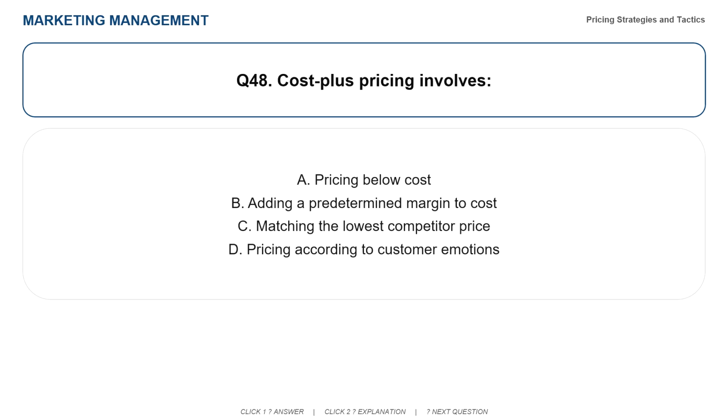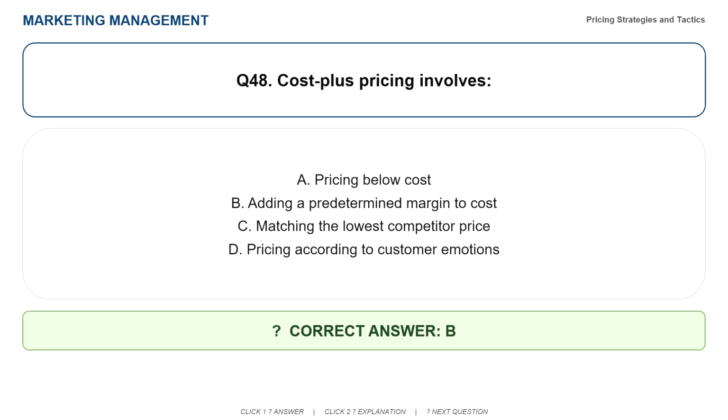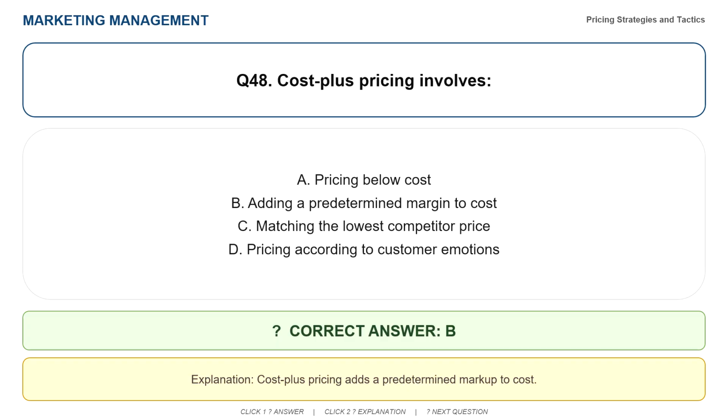Question 48. Cost plus pricing involves Option A. Pricing below cost. Option B. Adding a predetermined margin to cost. Option C. Matching the lowest competitor price. Option D. Pricing according to customer emotions. The correct answer is B. Explanation. Cost plus pricing adds a predetermined markup to cost.